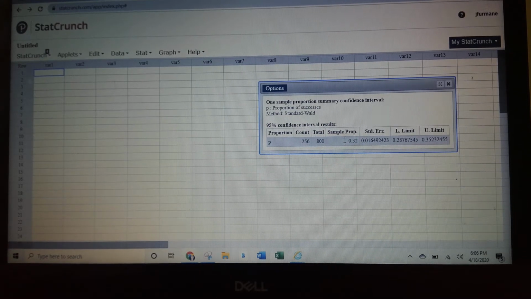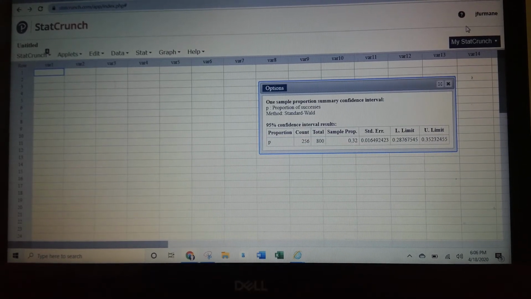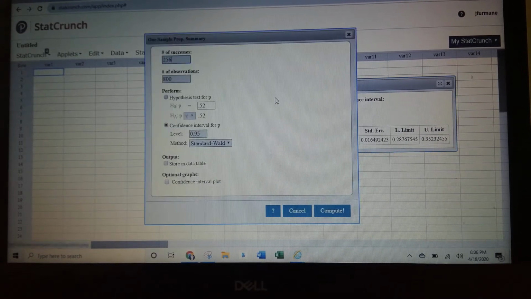And it also gives me the lower and the upper limits as if I did do a confidence interval. Did I not click on hypothesis test? I didn't. I apologize. Whoops. Let's try that one more time. I got to click on hypothesis test.